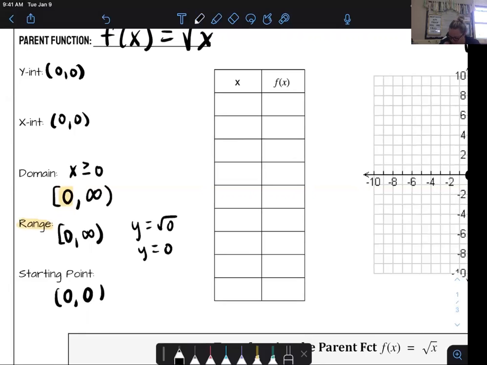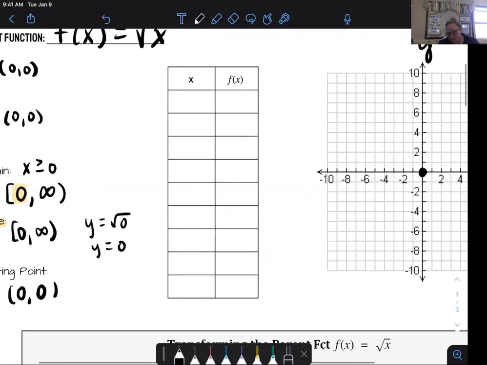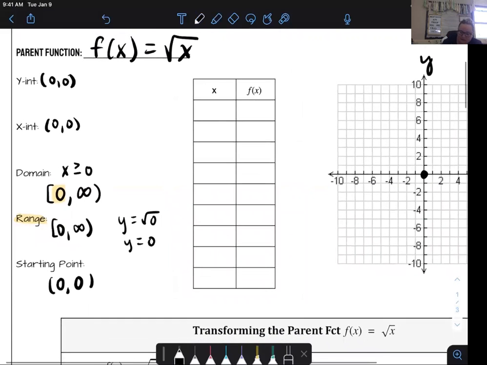All right. So now to find some other points on our graph. Well, if the least value that x can be is 0, and we got 0 for f of x, then the next number I want to plug in is probably 1, because I can't go to -1. X can't be negative in this case. So f of 1 would be the square root of 1, which is 1.